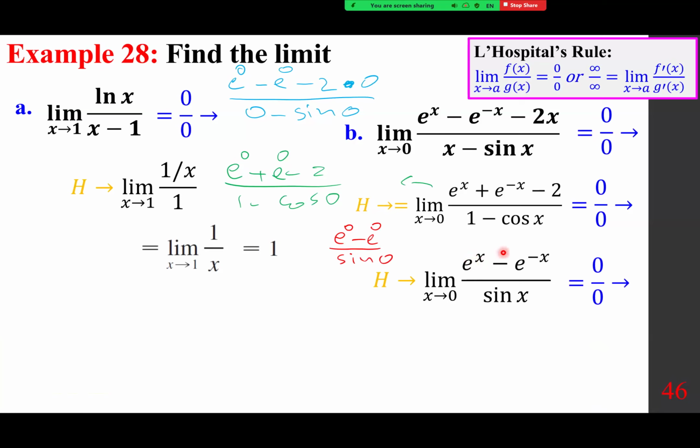So e to the power of 0. I hope you see that e to the power of 0 minus e to the power of 0, they cancel each other, they become 0. And this is sine of 0, which is 0. So the derivative is e to the power of x, minus minus plus e to the power of minus x. Sine gives you cosine. Don't lose the limit sign.